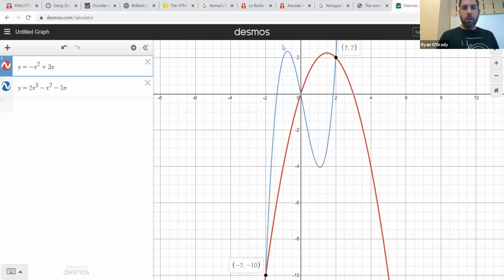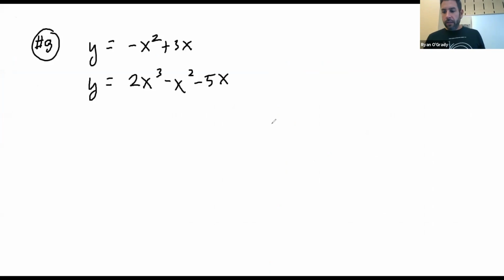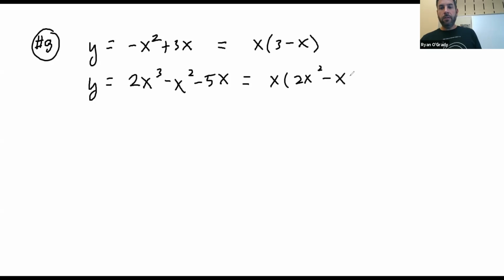So if we go back to our original page, or our whiteboard, let me say that I paid attention when I was a little peasant, and I know that I can factor this, right? So I can write this as, pull out an x, and then this is the same as, I can rewrite it. This is 3 minus x. And this guy, I can also factor out at least an x. If I factor out an x, I'm left with 2x squared minus x minus 5.